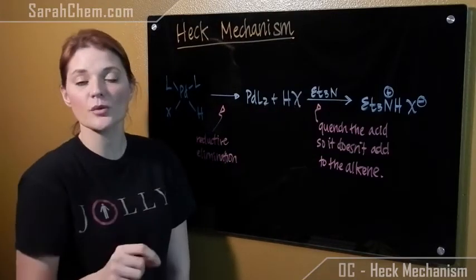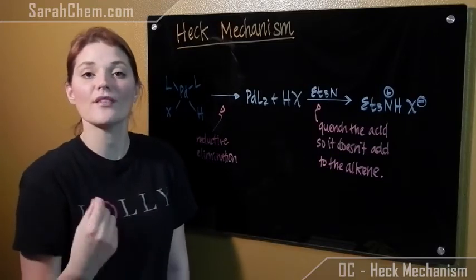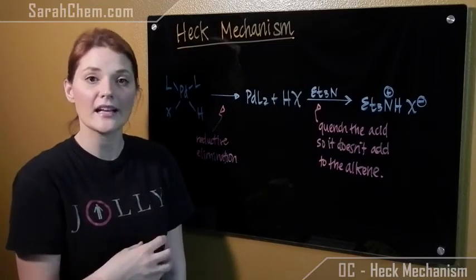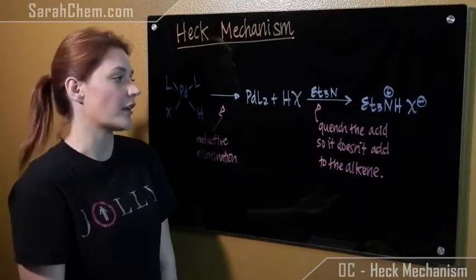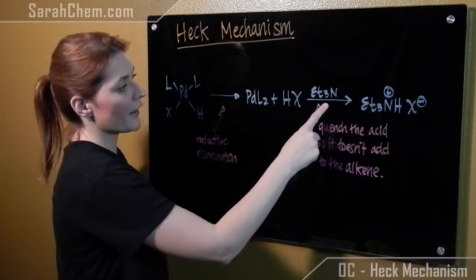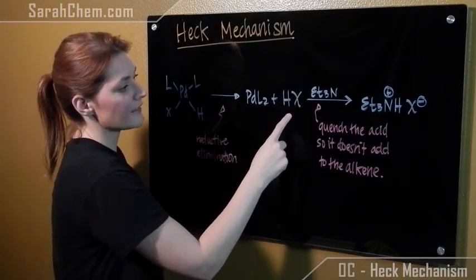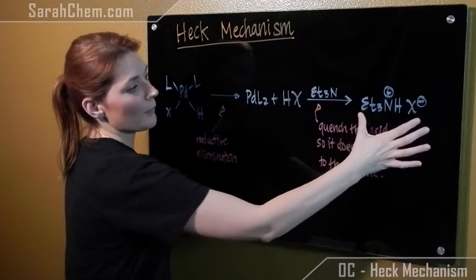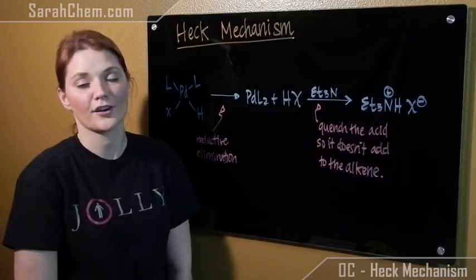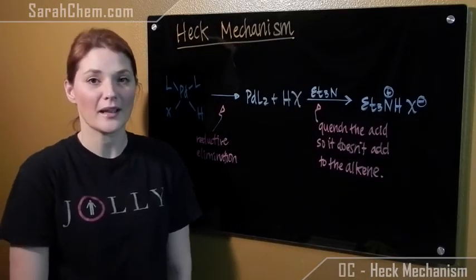Now our next issue is that HX is an acid and we have an alkene in solution, and an acid will add across that double bond. So we're putting in the ethylene triamine to react and neutralize that acid. So we form this compound, which is not going to react and add onto our alkene. And that's the full Heck mechanism.